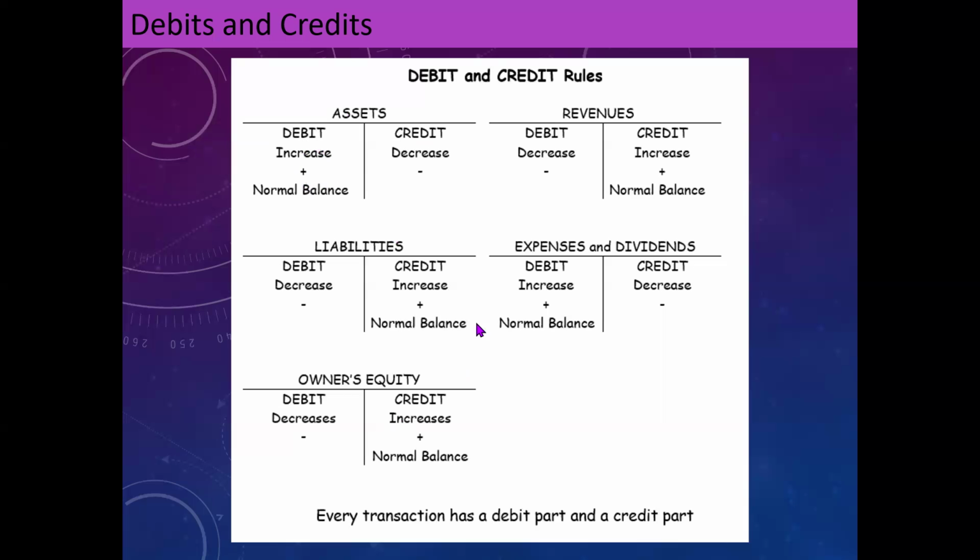So the normal balance for assets is a debit, and the normal balance for liabilities and equity is a credit. The normal balance for revenue is a credit, and the normal balance for expenses and dividends is a debit. Remember, each time we make a transaction, it will have both a debit and a credit, and the debits and credits will equal each other.